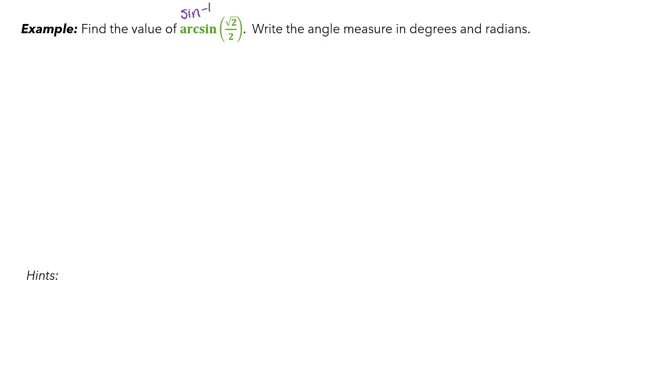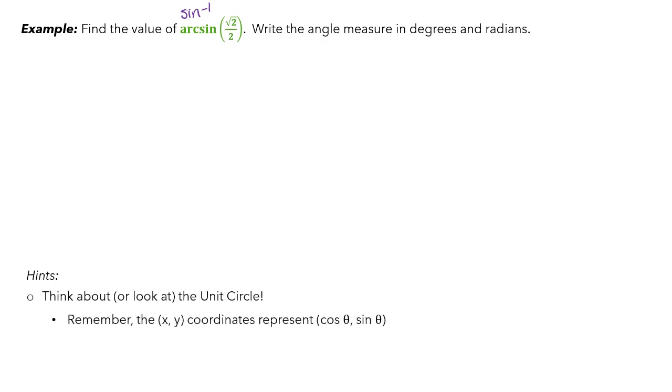Okay, let's talk about some hints. First of all, we'll definitely want to be remembering or looking at the unit circle. It's important to remember that the xy coordinates for each of those angles on the unit circle represent the cosine of that angle for the x coordinate and the sine of that angle for the y coordinate. So we'll definitely be looking at those coordinates for problems like this.